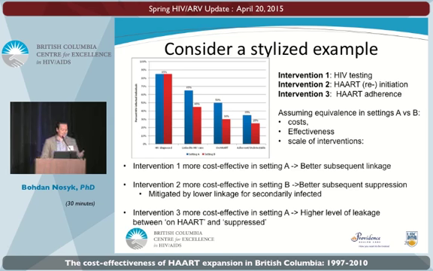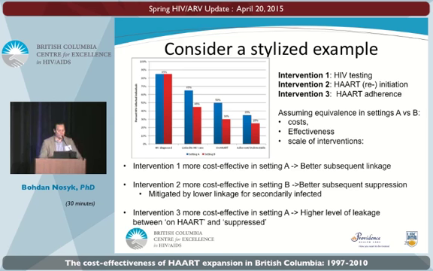We have two settings, setting A and setting B, with different cascades of care. We consider three interventions: an HIV testing intervention, a HAART reinitiation intervention, and a HAART adherence intervention. And we assume these interventions are equivalent in each of these settings in terms of the cost, effectiveness, and scale at which they're implemented. Well, just because of the different shape of the cascade, intervention 1 will be more cost effective in setting A because of the better subsequent linkage in that setting.